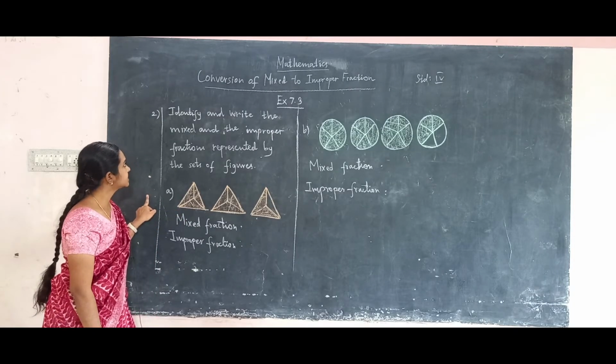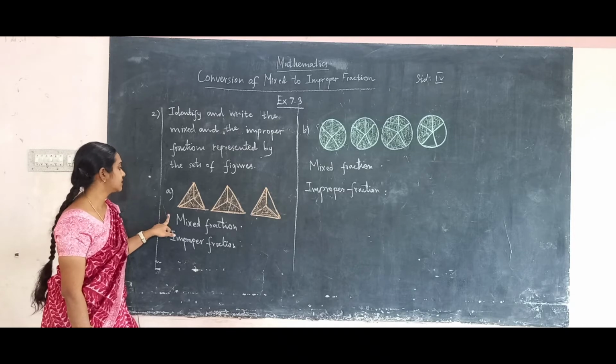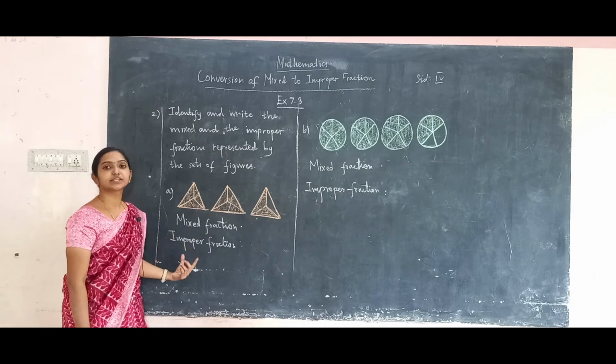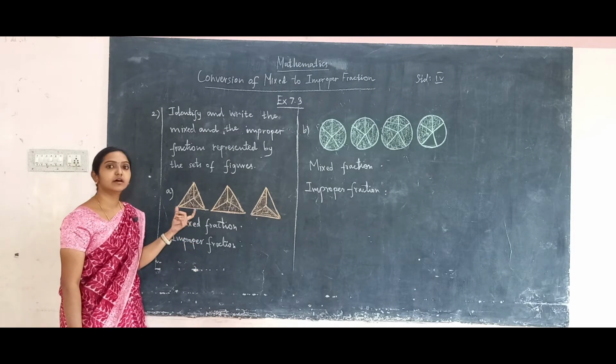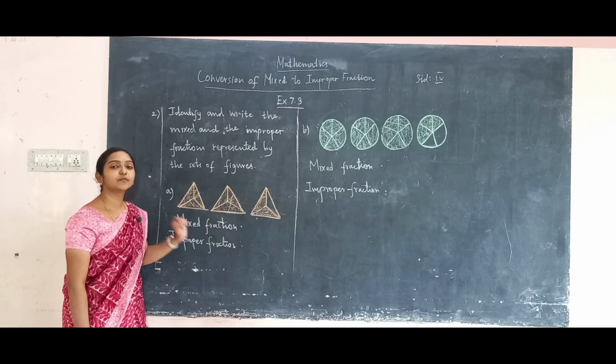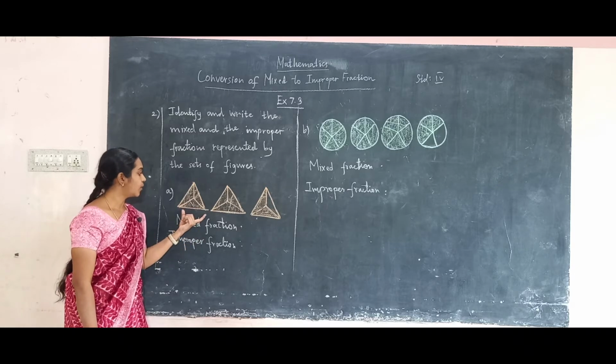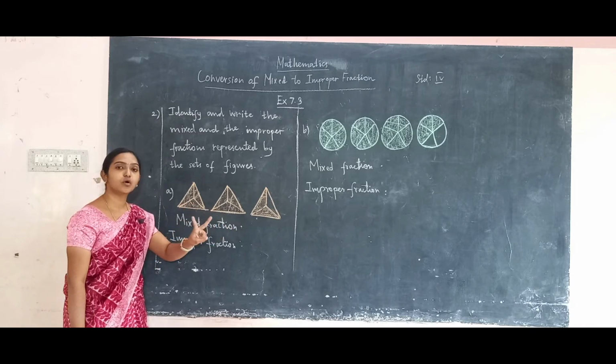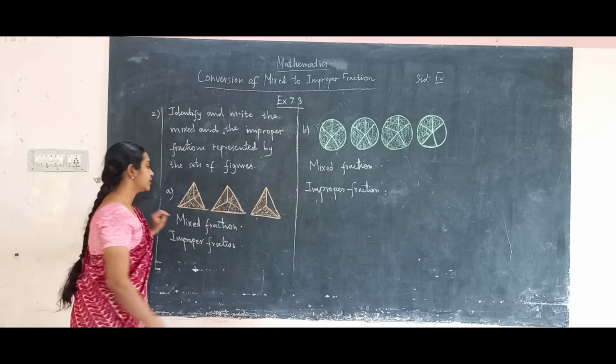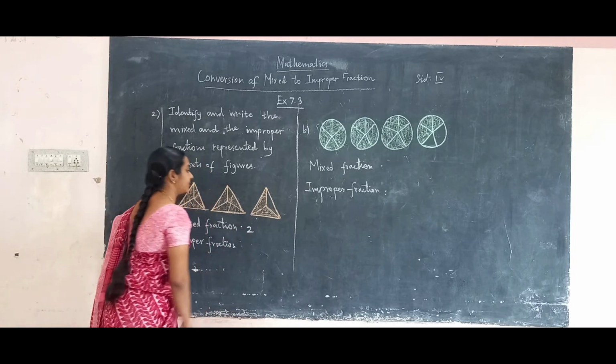The second question is to identify and write the mixed and improper fractions represented by the set of figures. Now we are going to find the mixed fraction and improper fraction from the figure. For the mixed fraction we have to look at the whole parts. How many whole parts are fully shaded? Here 1, 2. 2 whole parts are completely shaded. So write 2 as a whole number.